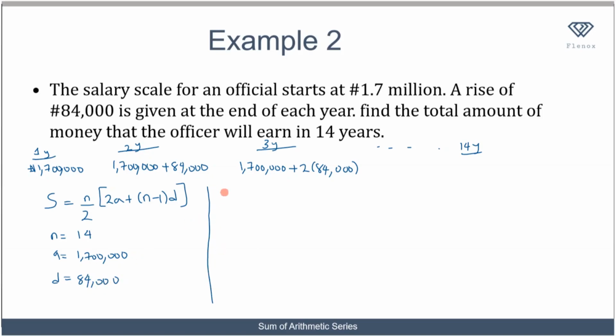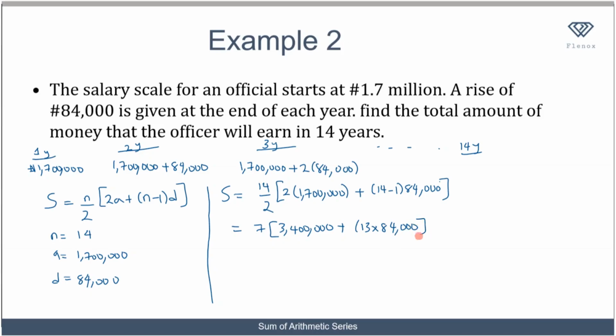So we just substitute that into the formula. Now S equals 14 over 2 into bracket 2 times 1.7 million naira, plus 14 minus 1 times my common difference, which is 84,000. When I solve it, 14 divided by 2 is 7. 2 times 1.7 million is 3.4 million naira. And 14 minus 1 is 13, so here I have 13 times 84,000. That results in 7 times 3.4 million naira plus 13 times 84,000, which is 1,092,000.